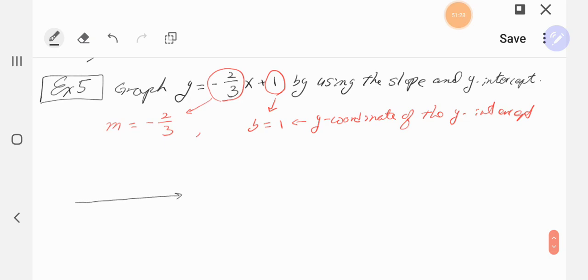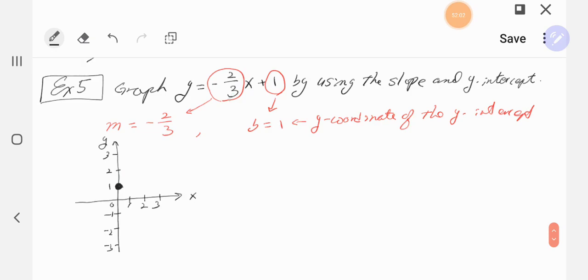Here is the x-axis and the y-axis. We are graphing this equation. The y coordinate is 1, right? So let's plot the y coordinate of the y-intercept. The b value is 1. And then starting from this, 0, -1, -2, -3, 1, 2, 3. Starting from this y-intercept, this is 2.